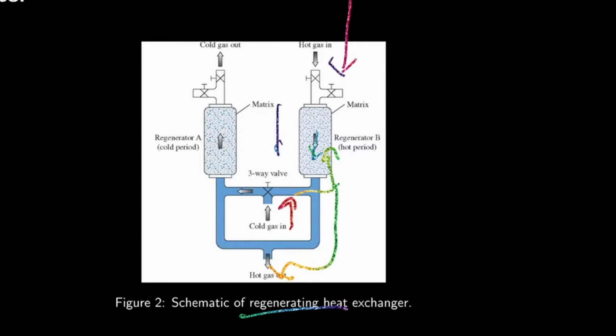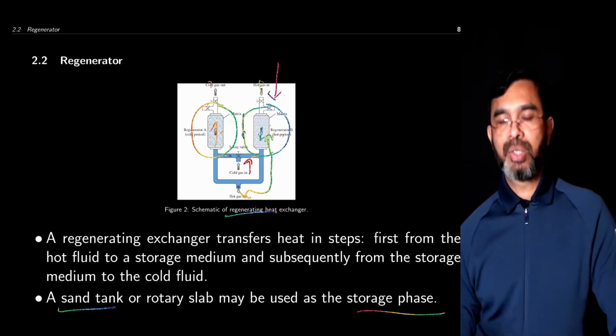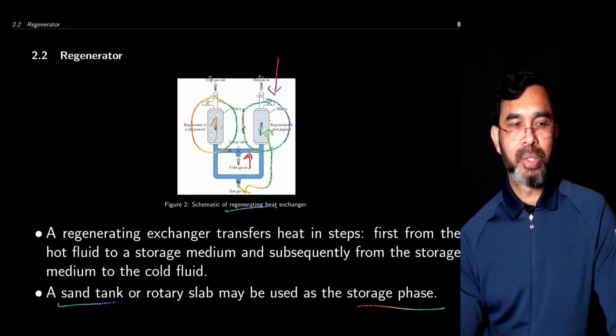And while one of these beds goes through this cycle, another bed goes through the opposite cycle, meaning that when hot gas is passing through this bed, on this bed cold gas is going through. So that's why a continuous operation is maintained. Alternatively, hot gas goes either through this bed or this bed, and the cold gas goes through this bed or through this bed. The operation is continuously run. So a sand tank, a solid tank, is used for the storage of heat, which is further transferred to the cold stream.